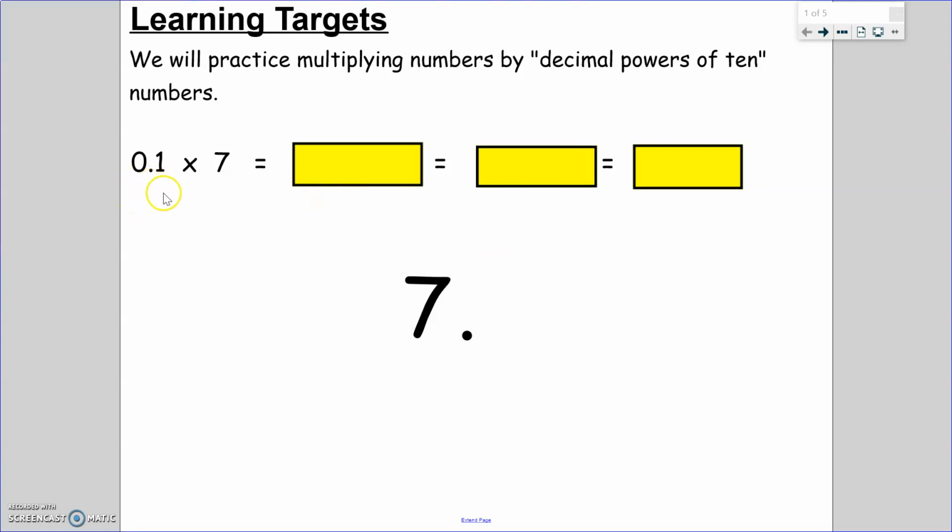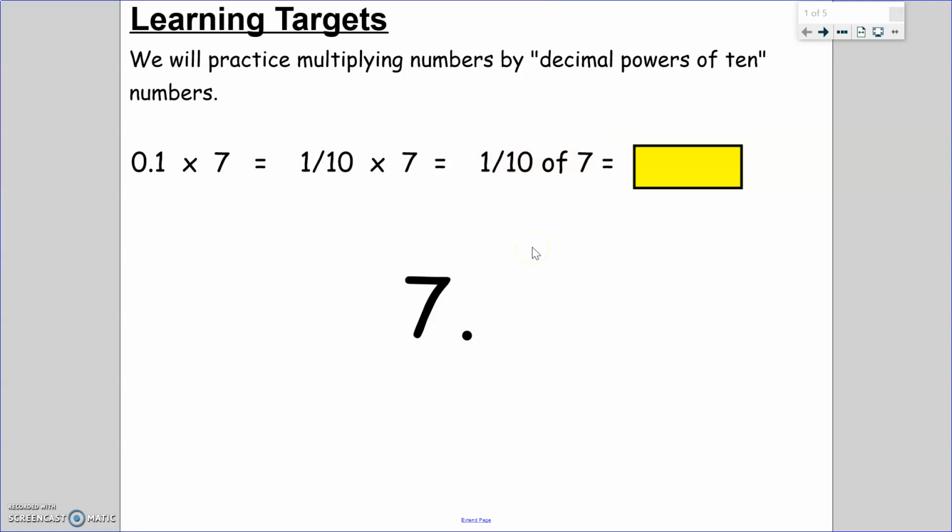So for this first problem where we say 0 and 1/10 times 7, I'm going to go through this systematically. 0 and 1/10 times 7 can be written like this: that 0 and 1/10 is the same thing as the fraction 1/10. So then that would be 1/10 times 7. Here's the key part that I mentioned yesterday, but I really want to focus on. If we're multiplying 1/10 times 7, that could mean 1/10 of 7.